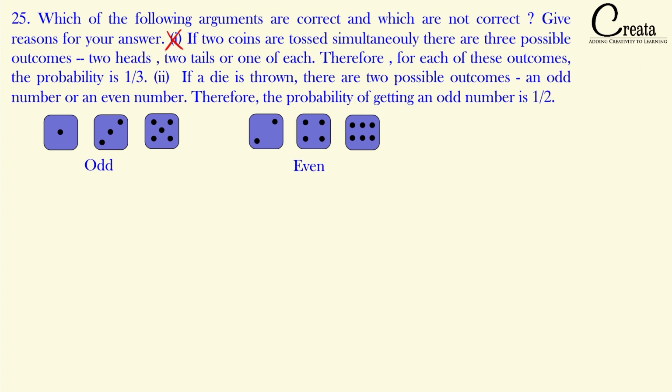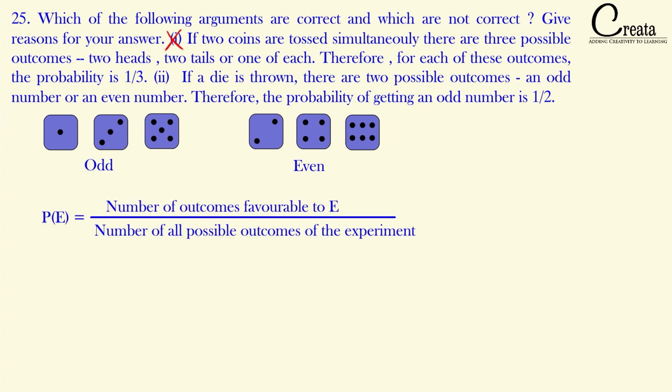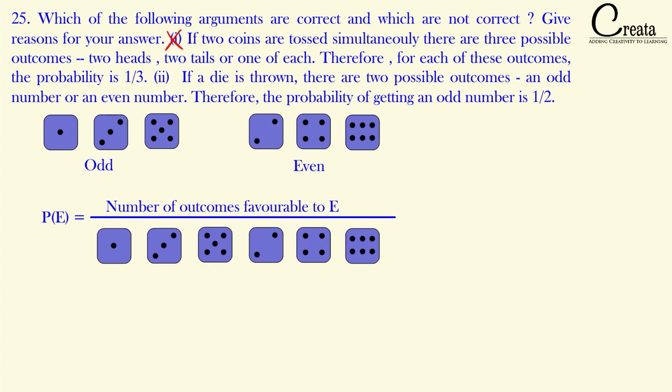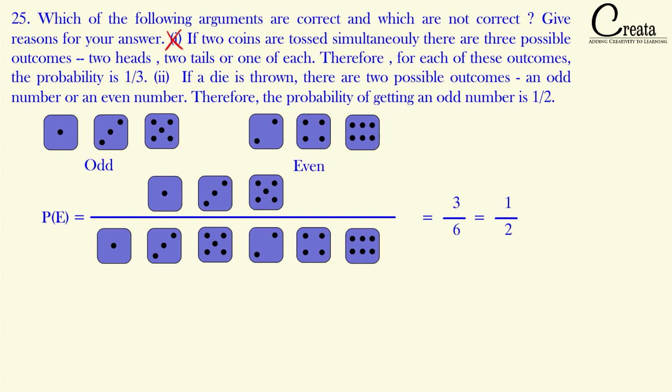Further, the probability of getting the odd number is 1 by 2. Let's check it out. Let's use the formula of probability. We will start with the denominator. We are getting total 6 cases. So 6 in the denominator, and in the numerator we are getting total 3 odd numbers. So the probability is 3 by 6 or 1 by 2. So the understanding in the question is purely correct.